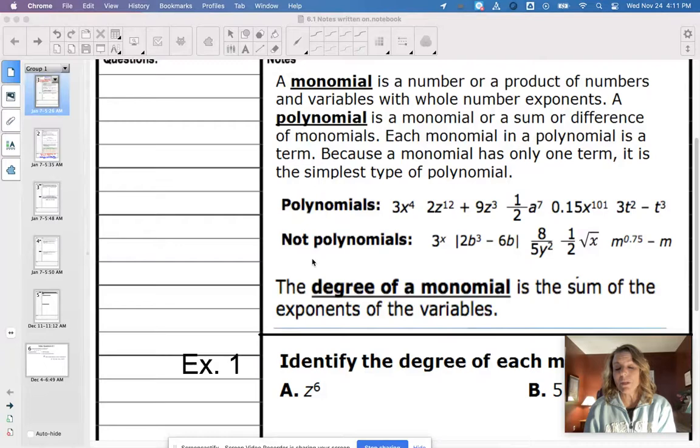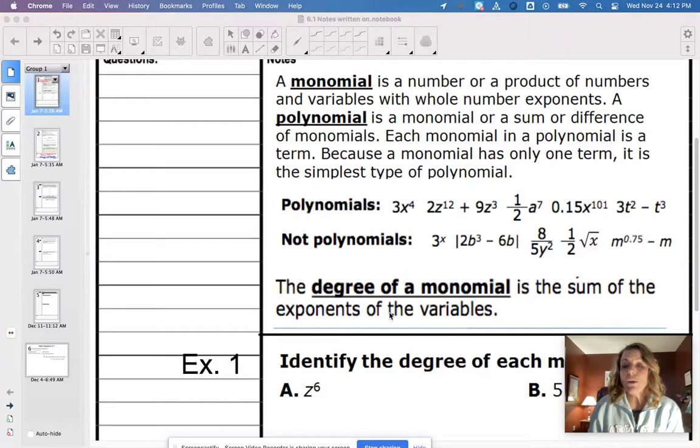And then here's examples of things that are not polynomials. And the reason these are not polynomials is you cannot have a variable as an exponent. You cannot have an absolute value of variables. You cannot have a variable in the denominator. You cannot have a variable under a radical or a square root. And you cannot have exponents that are decimals. All of the variables must have whole number exponents.